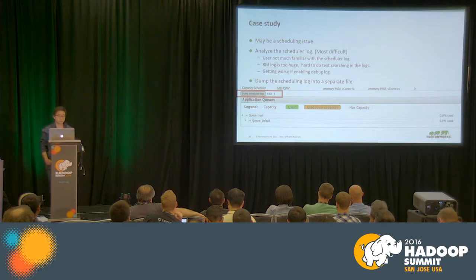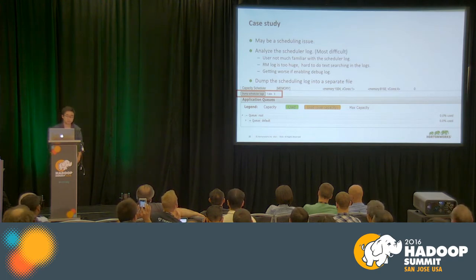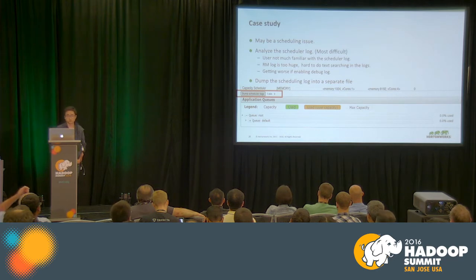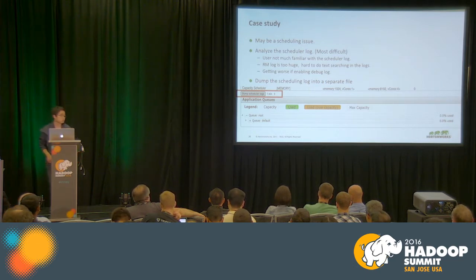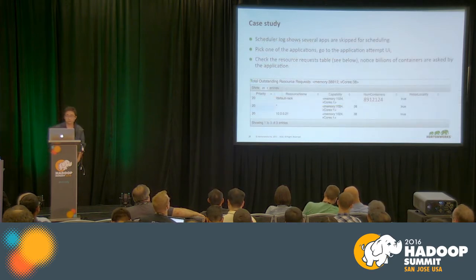Thankfully, in the latest release, we added a new button on the scheduling UI. This button allows the user to dump the scheduling log into a separate file. Basically, once the user clicks this button, the resource manager will write the logs for the scheduler package into a separate file. That makes our debugging life easier because we are dealing with a much smaller log file.